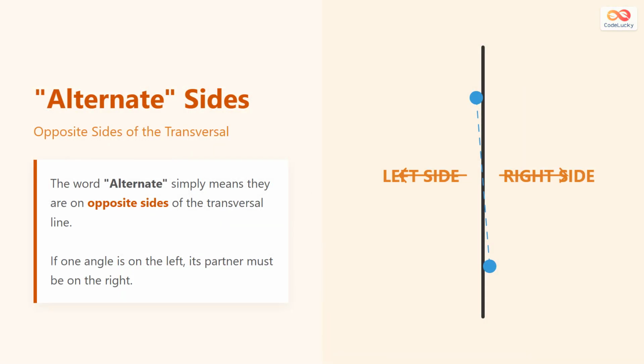Next, let us look at the word alternate. This simply means the angles are on opposite sides of the transversal line. If one angle is on the left side, its partner must be on the right side.